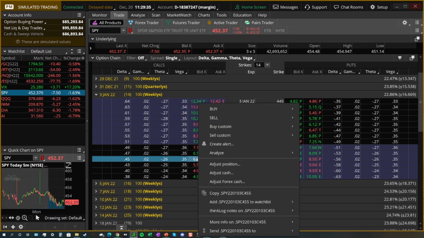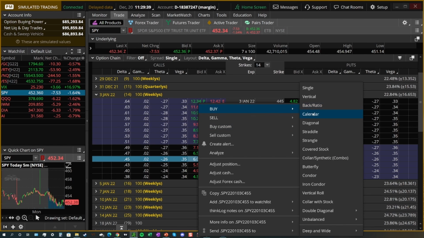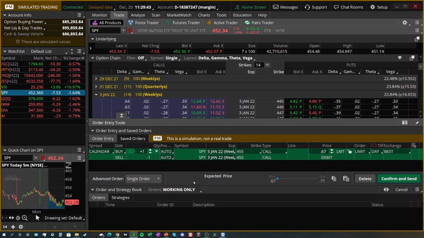Okay, so what we can do is come in here and buy a calendar, and it will set it up just as we need to. We're going to sell the short-term one, and then we're going to buy this longer-term one, right? So that's what we're looking to do. And you see over here it says calendar on the left side of the trade.